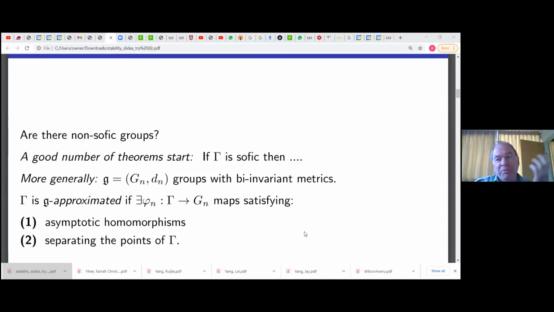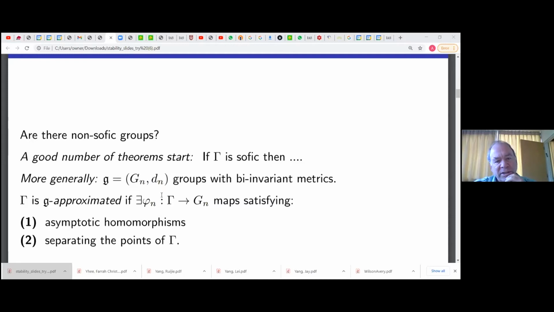You know, in mathematics, when we don't know how to answer a question, then we generalize. So let's generalize. Instead of looking at the symmetric group and the normalized Hamming metric, let's take any sequence of groups, Gn, with a bi-invariant metric Dn, and let's define exactly as sofic was defined. To be honest, when sofic groups were defined for the first time, they were defined by different notions. It's kind of convenient for me to present them in the way I'm doing it now, in order to generalize it in this language.